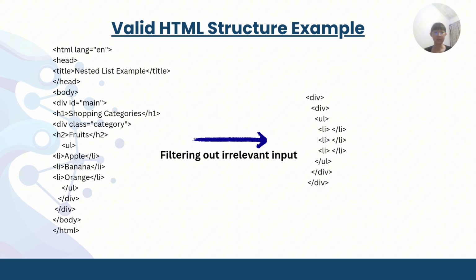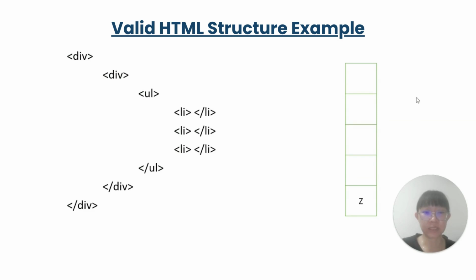This is the valid HTML structure example. On the left-hand side is the original input. It will filter out the irrelevant input, and on the right-hand side will be the input for the HTML structure validator. Initially, the stack only has the Z variable, which is the start stack variable. When we read div, which is the opening tag, we will push A into the stack. When we read div again, we will push A again. When we read ul, we will push a different variable, B, into the stack. When we read the li opening tag, we will push C into the stack.